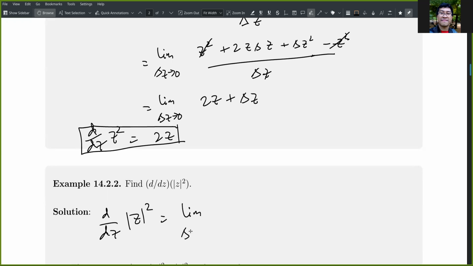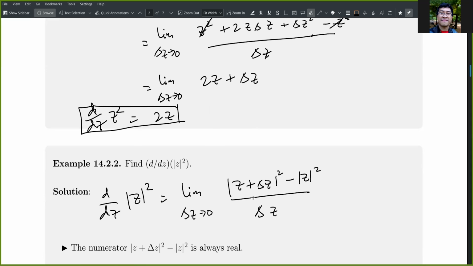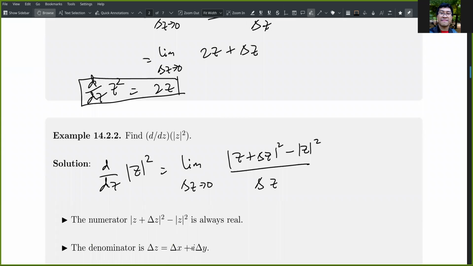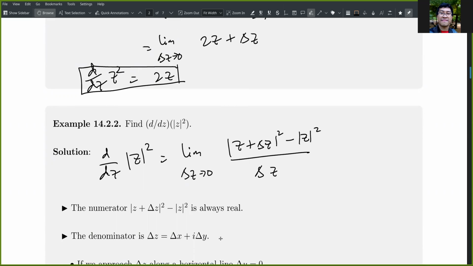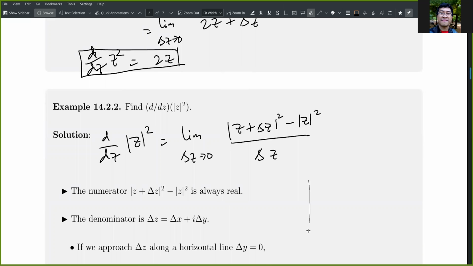So by definition, we take the limit as delta z approaches 0 of the absolute value of z plus delta z squared minus the absolute value of z squared, over delta z. Now we're using absolute values here, so the numerator is always real. However, delta z is still a complex number, and remember that delta z is delta x plus i delta y. Now again, there are different ways to approach delta z.